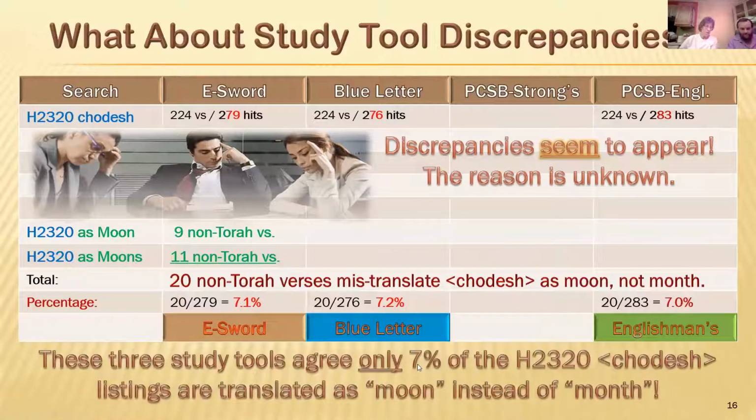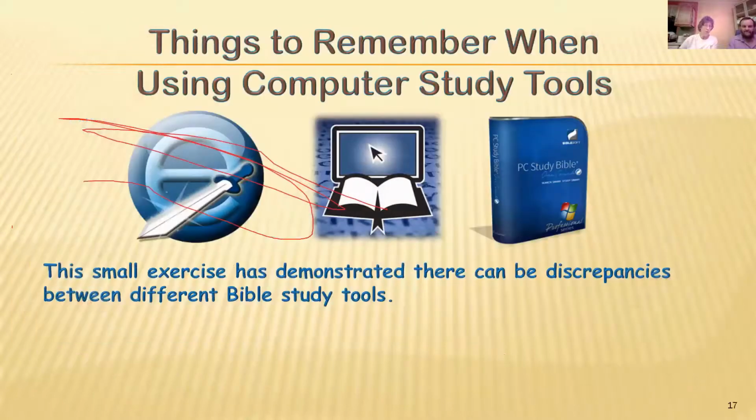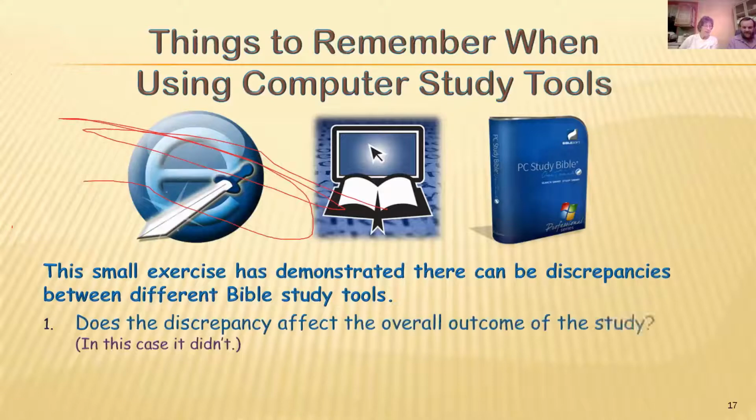So these 3 study tools agree that only approximately 7% of the Kodesh listings are translated as moon instead of month. 7%. And they're all within a point, 0.1 or 0.2. So there's some things to remember when we use computer study tools. And I hope that this small exercise can demonstrate that there could be something that looks like a discrepancy, but maybe it isn't really a discrepancy. Maybe it's just the way they did their math.